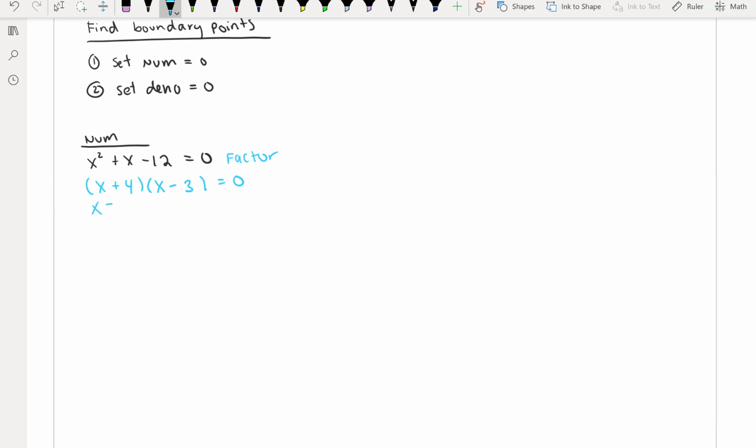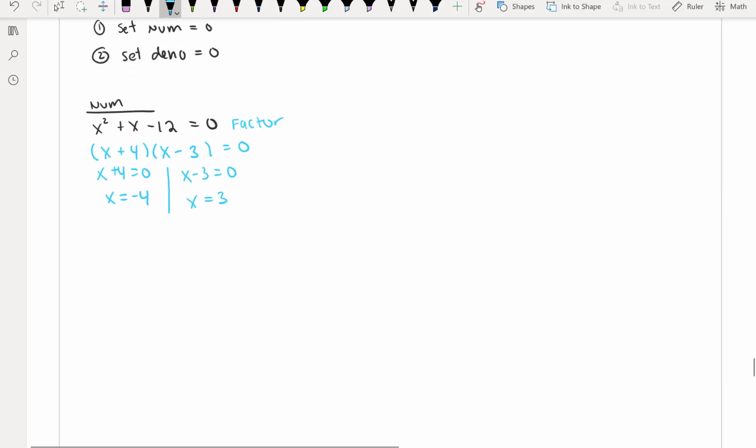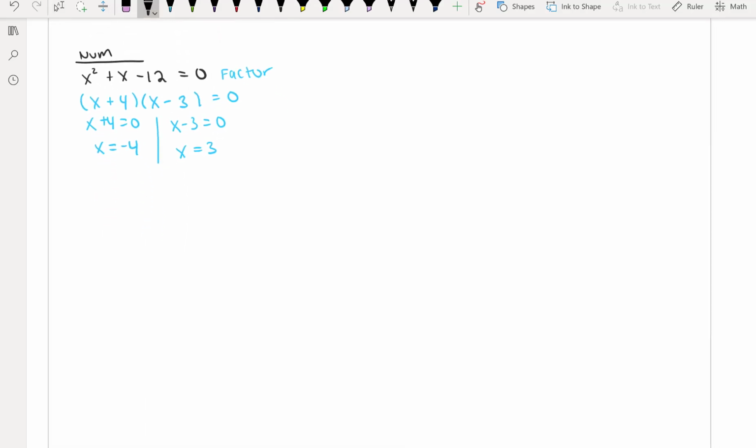So that tells me that x plus 4 is equal to 0, so x is equal to negative 4. I also have x minus 3 is equal to 0, so x is equal to positive 3. So I have my boundary points: negative 4 and positive 3.